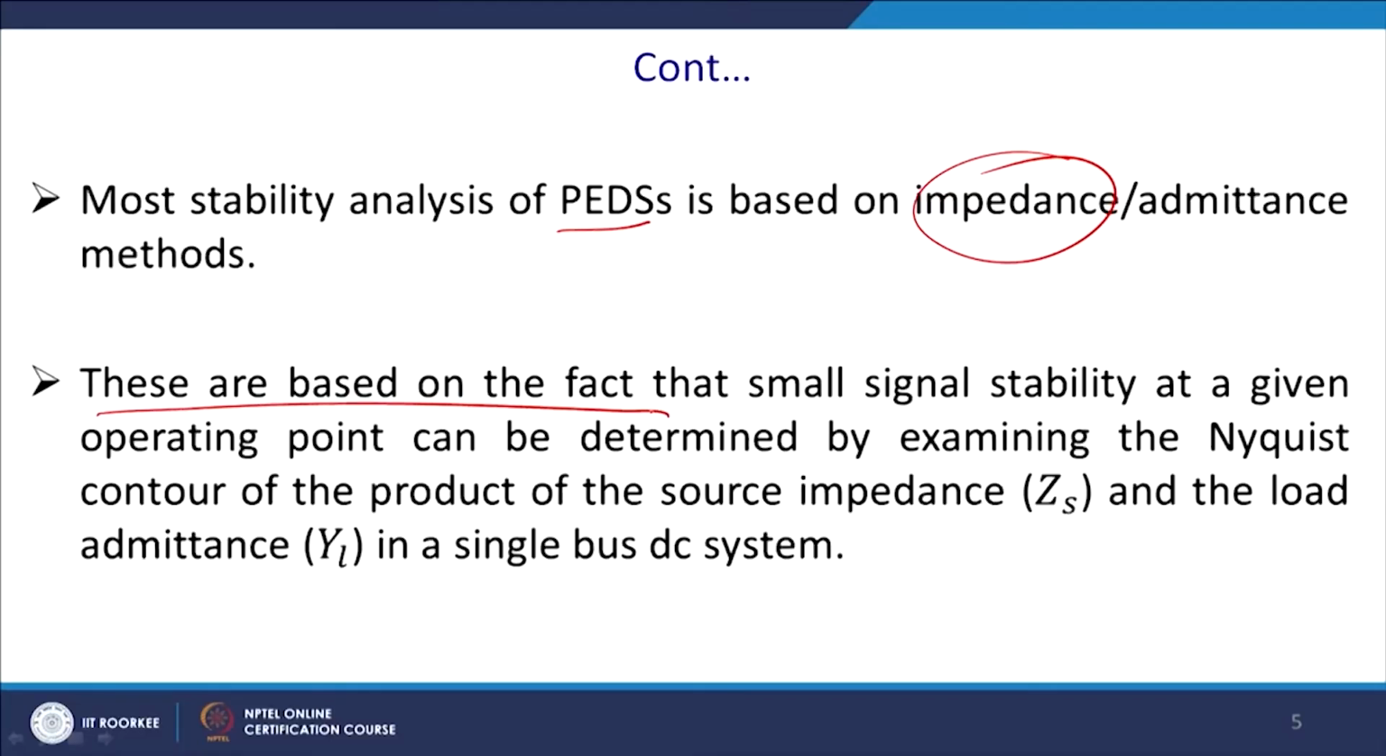This method is based on the fact that small signal stability at a given operating point can be determined by examining the Nyquist contour of the product of the source impedance ZS and the load admittance YL in a single DC bus system. Of course, these things become quite complicated once we have studied different kinds of architecture of the DC microgrid, and that will be a different area, but we take the simple case, that is a single bus system.